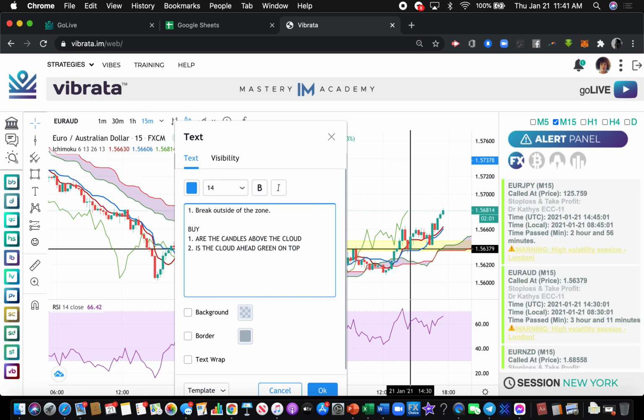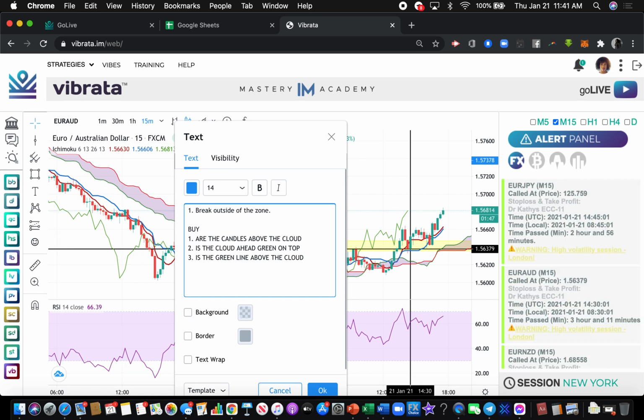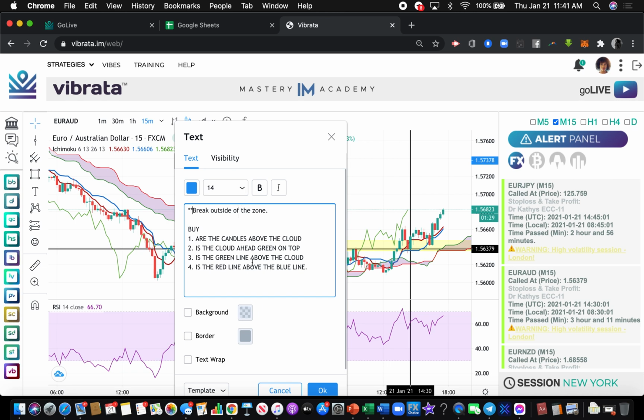Okay. The next thing I'm looking for is the green line above the cloud. Okay. And number 4 is the red line above the blue line. Okay. So these are the things that I am looking for when I'm looking for a buy. I only take trades when all 4 of these things line up for a buy.